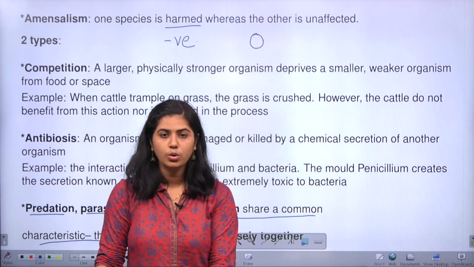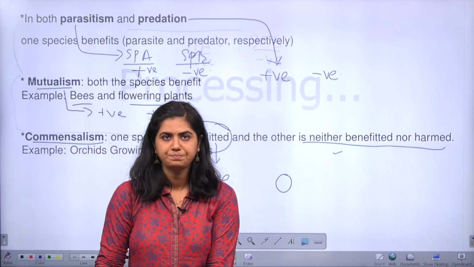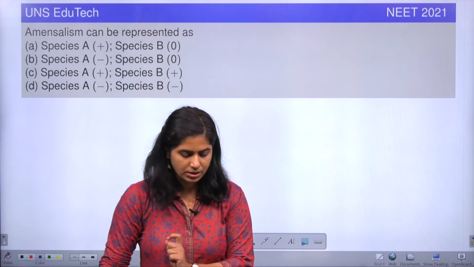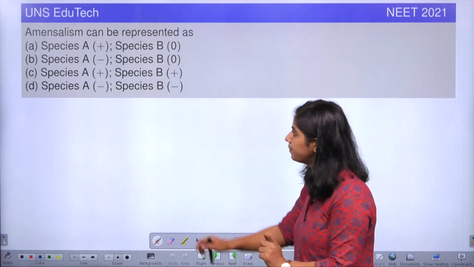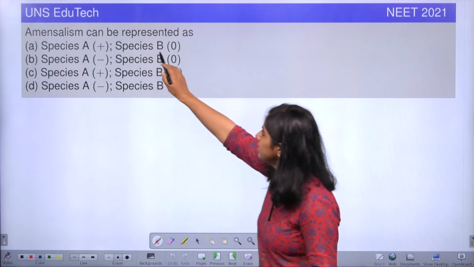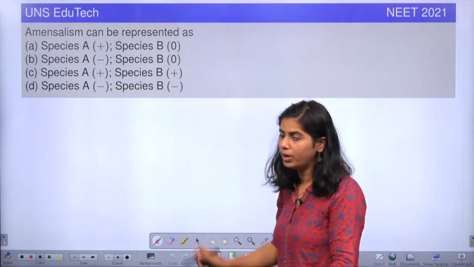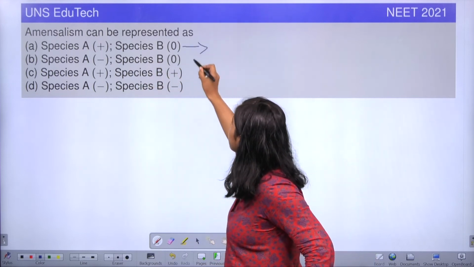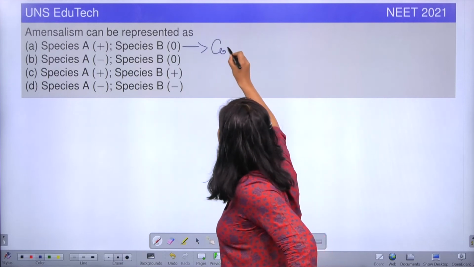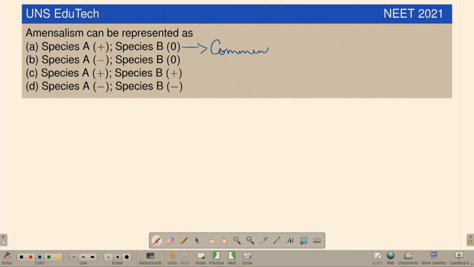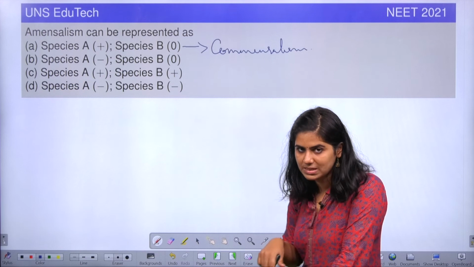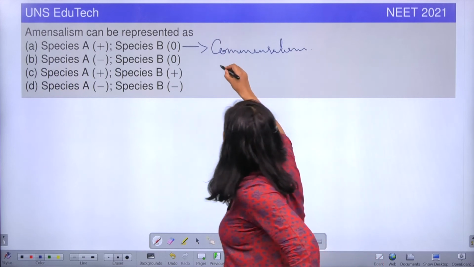Right. Now let's go back to the question. In this question, see the first option: species A is on the positive side and species B on 0. What will it be? It will be commensalism, right? Now here species A is on the negative side and species B on 0. What will it be? The opposite of commensalism is amensalism.